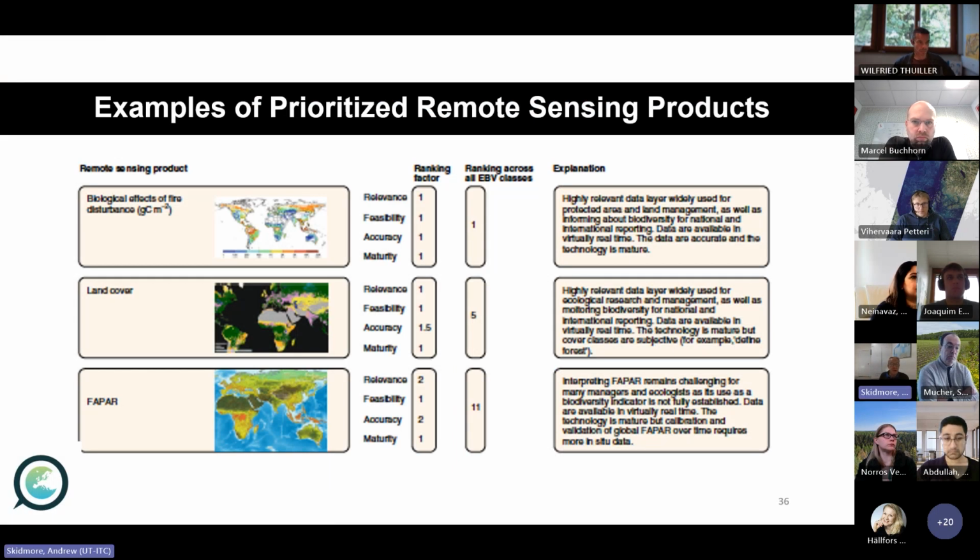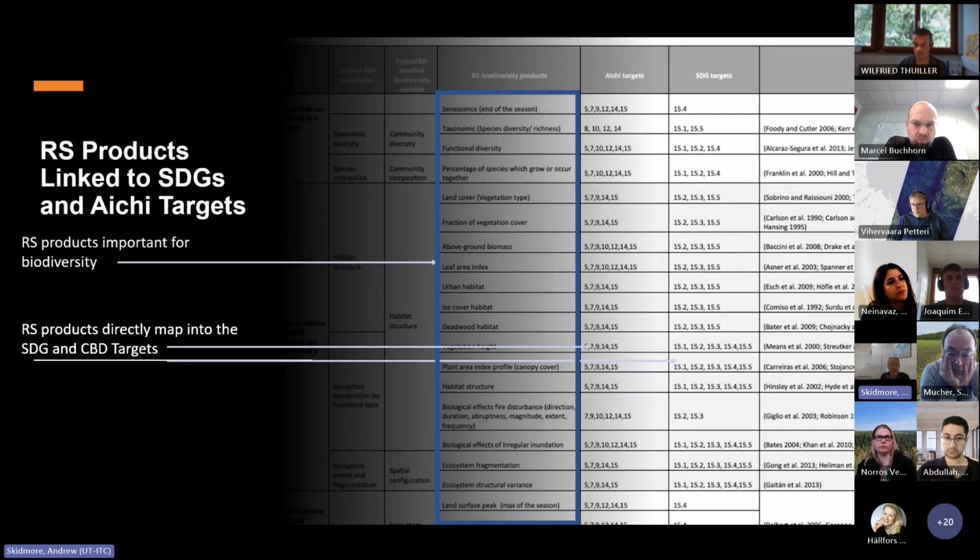And yeah, so this is the way it went. Basically, the expert group looked at something like biological effects of fire disturbance, came up with a ranking factor according to these 4 criteria, and then summed that ranking factor across all EBV classes and also within a class. Essentially, we were able to link the products to the SDGs and the Aichi targets in the paper.